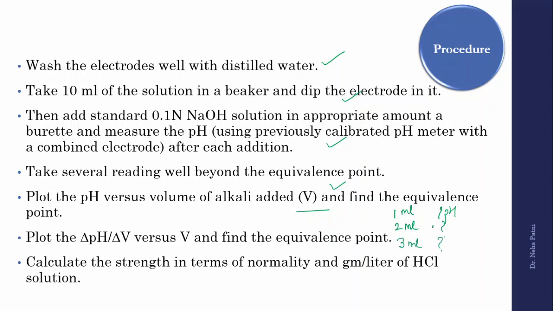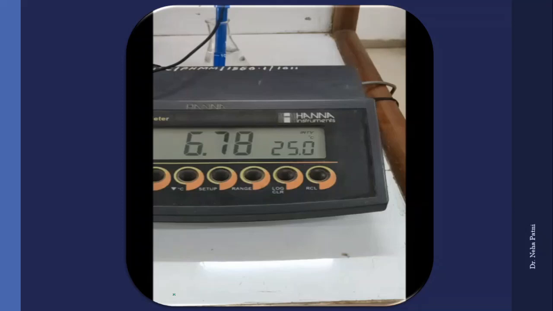So there will be a relation between the volume of NaOH you are adding from the burette and the pH of the HCl solution in the beaker, right? That is what we want to know. And then we'll plot one more graph, and at the end we'll find out the strength. Now how are we going to do it? So let us see this particular video.